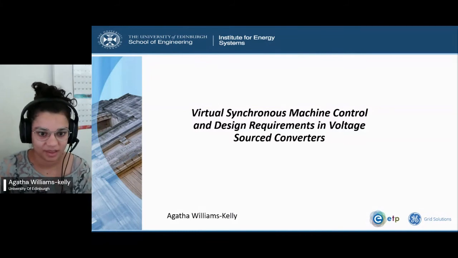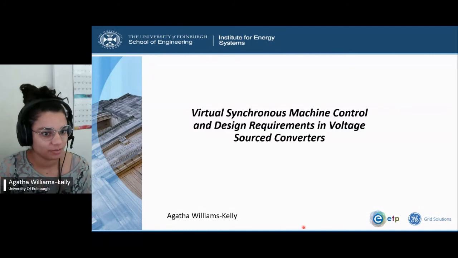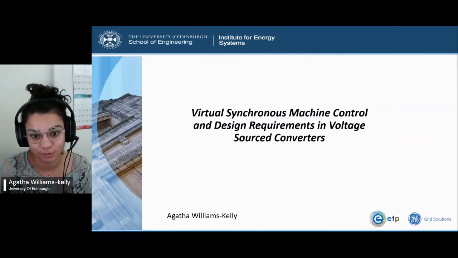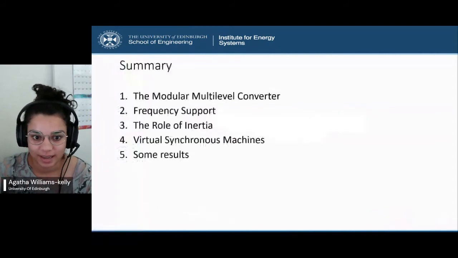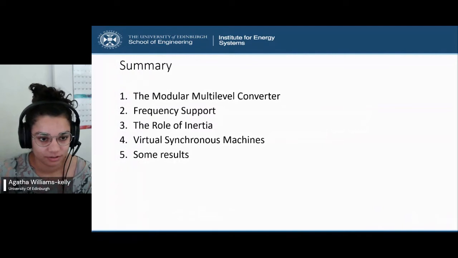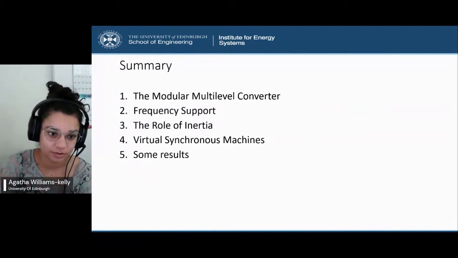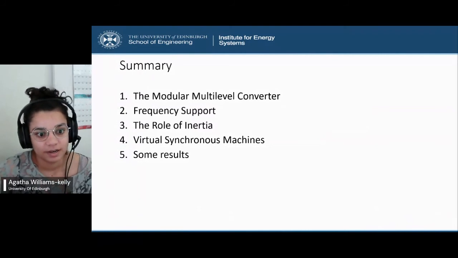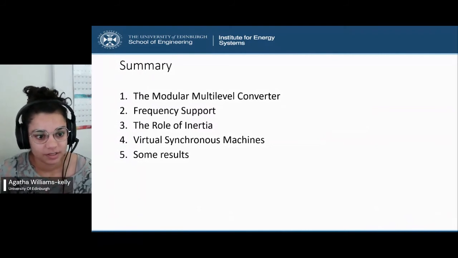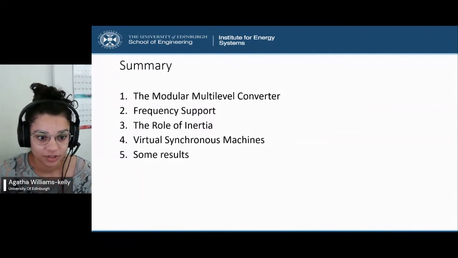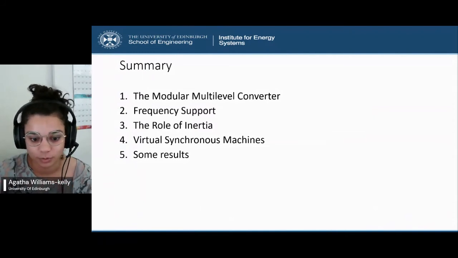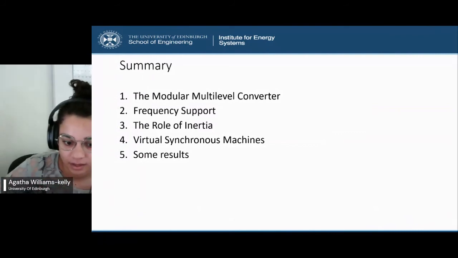Okay. Hi, everybody. My project is titled Virtual Synchronous Machine Control and Design Requirements in Voltage Sourced Converters. First, I'm going to define all those buzzwords in the title. I'm going to look at a specific type of converter, the MMC, then explain a bit about what frequency support is, and then the role of inertia and how virtual synchronous machines can be used. And then I'm going to show some quick results from a study I did.